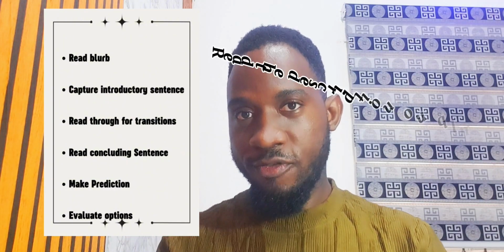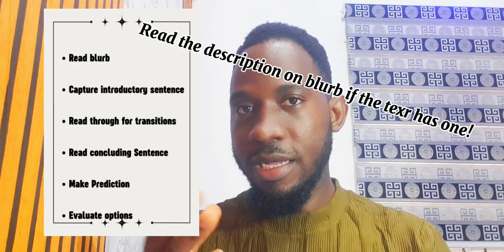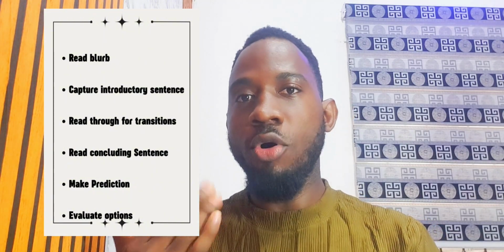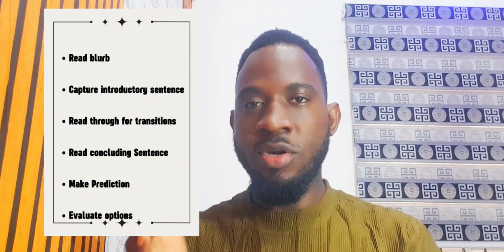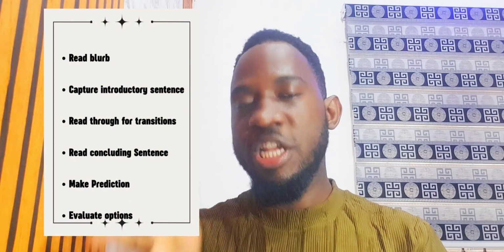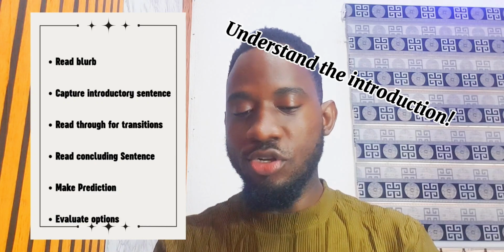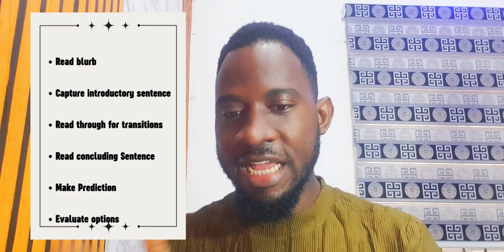So in the first place, we have reading the blob, and of course getting details from the blob. You want to focus a lot more on the description of the blob and the title. Sometimes you may need more of the title than the description. Other times the description can give you a full idea of what the text is all about overall. You want to also understand the introduction. I can't say this enough. You need to understand introductory sentences, right, as they hold the key to the other portions of the text.